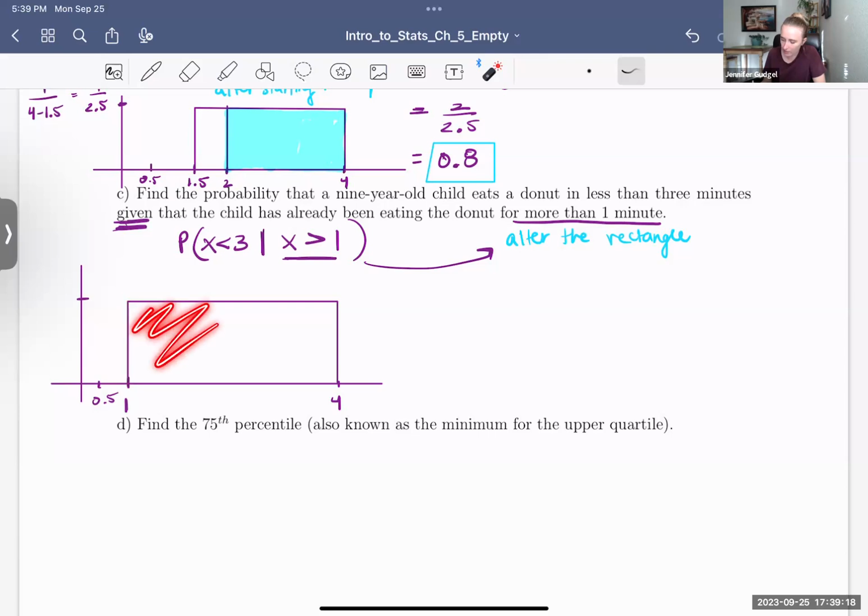So this now has to be 100%. So that height has to be 1 over this value minus that value. 1 over 4 minus 1, or 1 over 3. That's my height of this rectangle. All right, now I get to fill in X being less than 3. So I'm going to mark 3, and I'm going to shade to the left of 3.